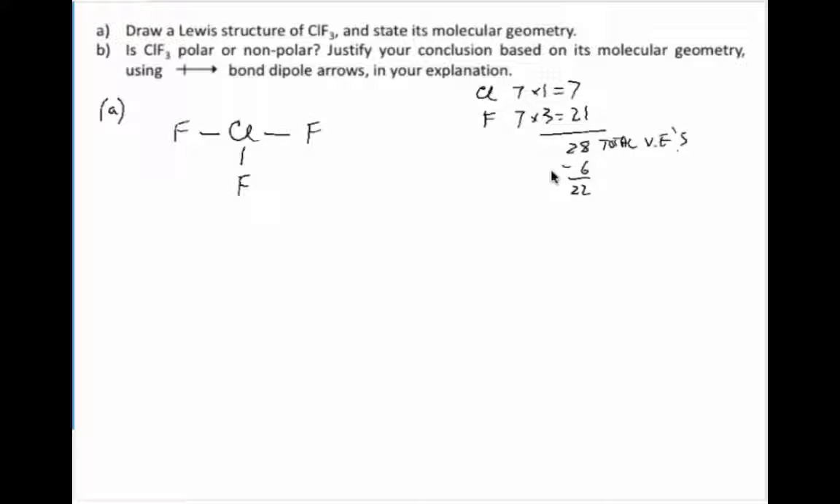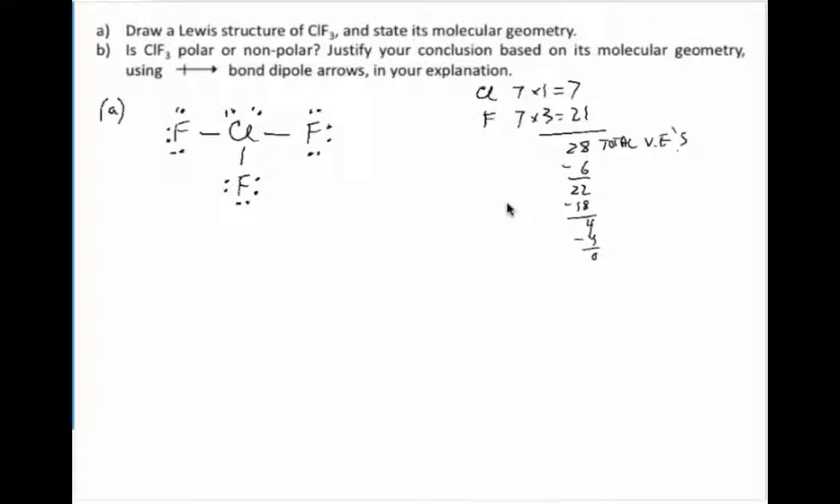Now we have to satisfy the octet rule around the terminal atoms. So we have 2, 4, 6, 2, 4, 6, 2, 4, 6. 6 times 3 is 18. That leaves us with 4 left over. The 4 have to go onto the central atom, 2 here and 2 here. Minus 4, 0. So what we have here is an expanded octet around the central atom.